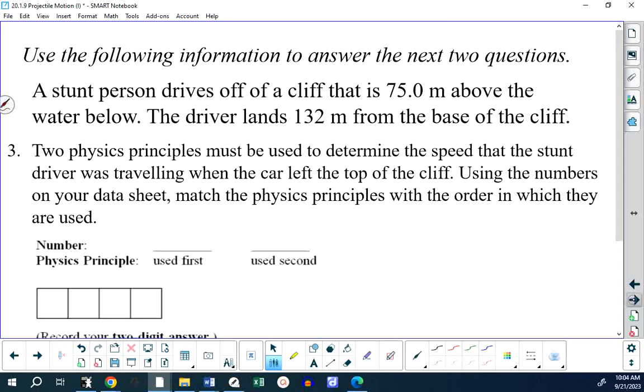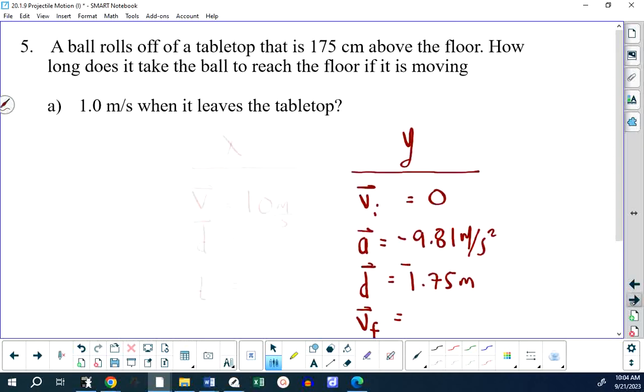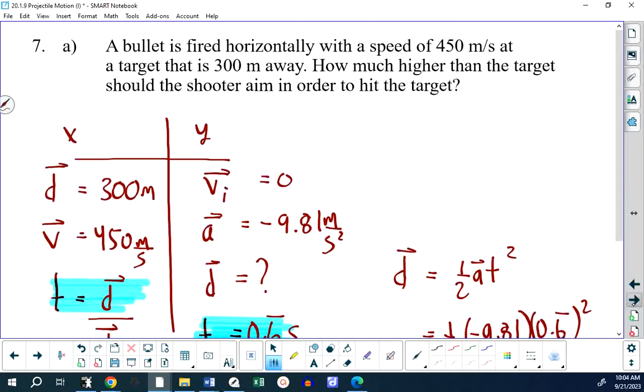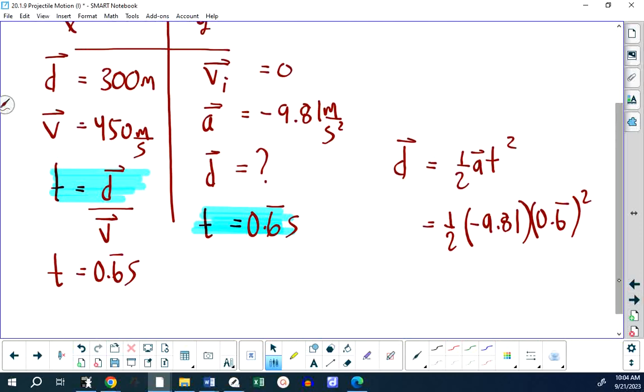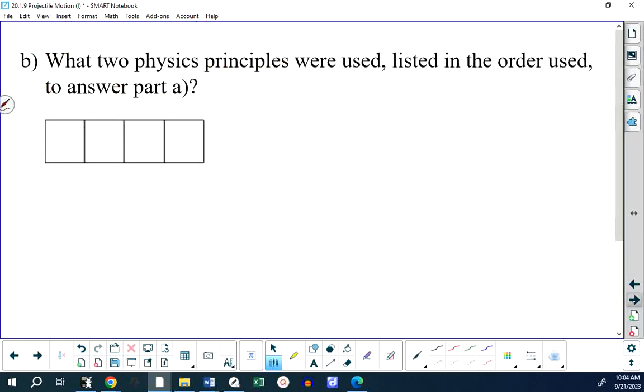So in answering this question for number 7, what did we do first? We did a calculation first over here to find the time under x, which is physics principle 0. Then we did physics principle 1, which is uniform acceleration. Would you agree? Okay. So we would answer here on the exam, 0, 1.